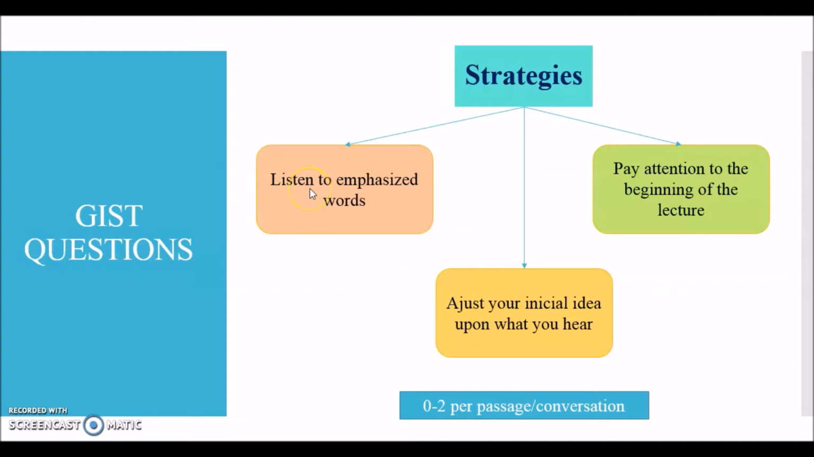Two, adjust your initial idea based on what you hear in the remainder of the passage. Three, listen to emphasized words. Usually, the speaker pronounces them more loudly than other words to indicate important information. The frequency of this type of question is from 0 to 2 per passage or conversation.